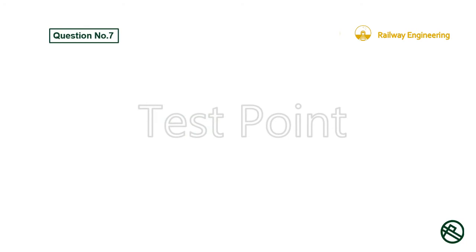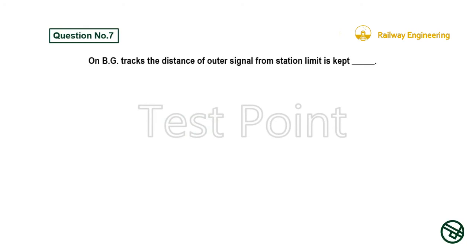Question number 7. On BG tracks the distance of outer signal from station limit is kept: Option A, 510 meters. Option B, 520 meters. Option C, 530 meters. Option D, 540 meters. Answer is option D, 540 meters.